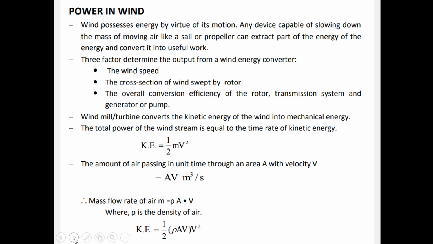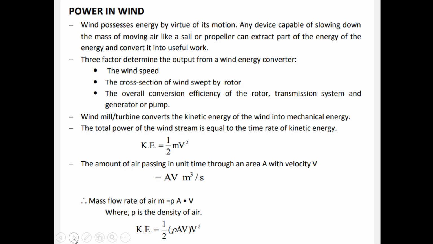Wind possesses energy by virtue of its motion, and any device capable of slowing down the mass of moving air, like a sail or propeller, can extract part of the energy and convert it into useful work. Three factors determine the output of a wind energy converter: the wind speed, the cross sectional area of wind swept by the rotor, and the overall conversion efficiency of the rotor, transmission system and generator or pump.